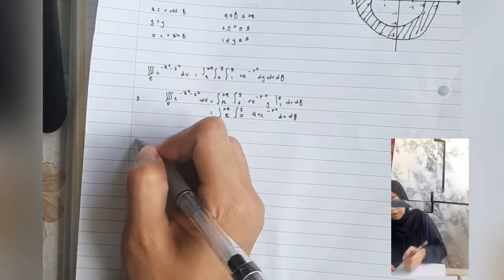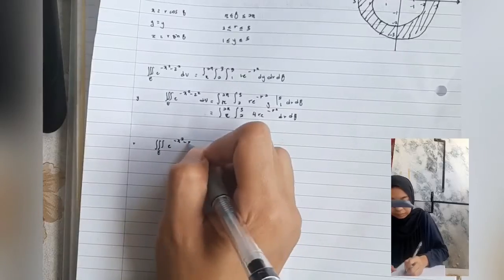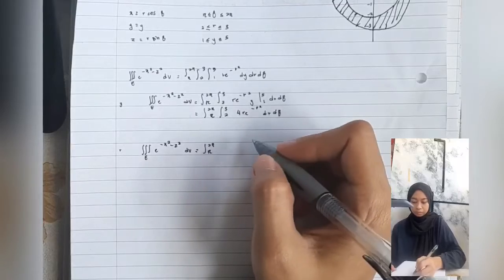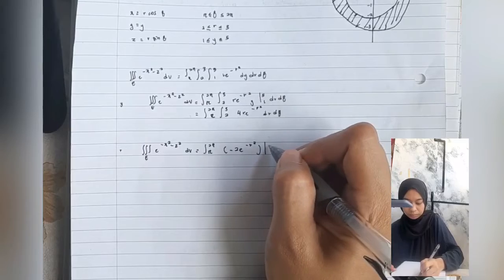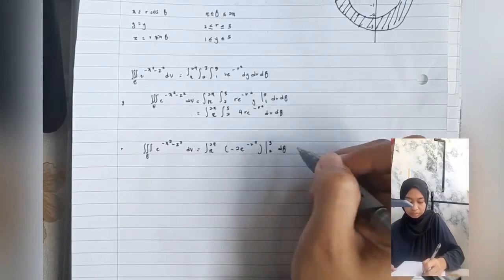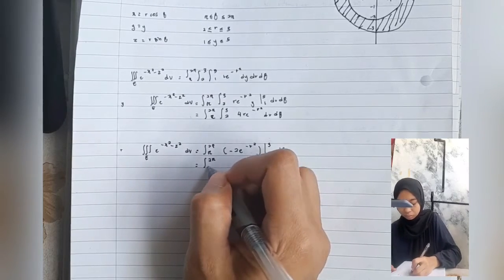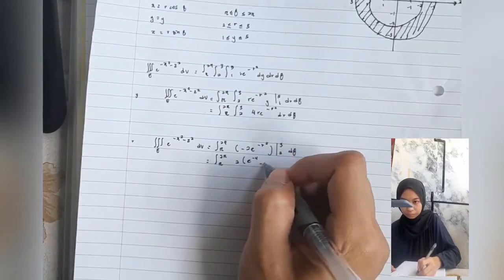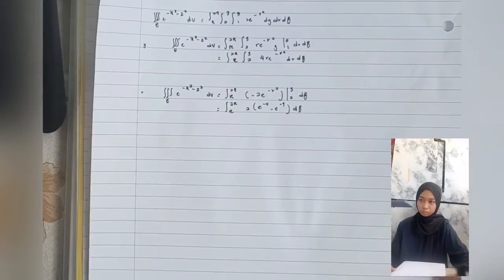So we need to do the r integration. For the r integration, we will do like this. We got negative 2 e negative r squared with limit from 2 until 3, d theta. When we solve the integration for r, we got the integral of 2 e negative 4 minus e negative 9 d theta. After we got our integration, we need to do the theta integration.